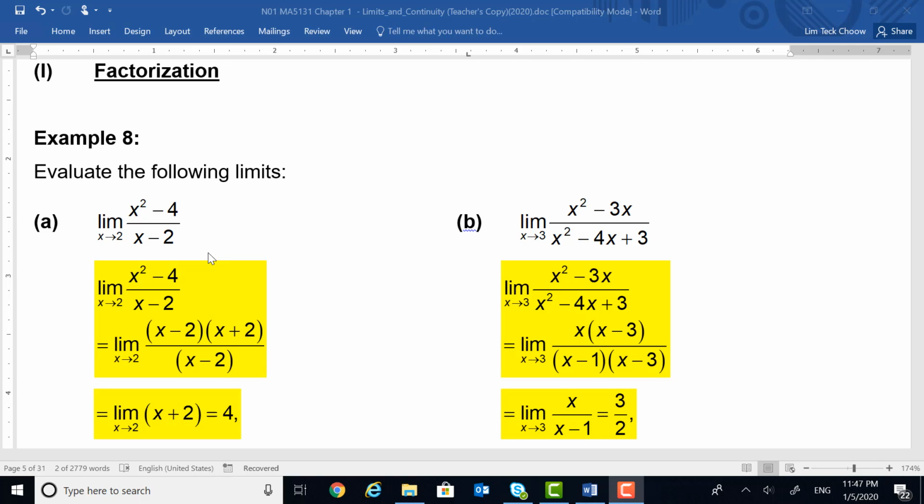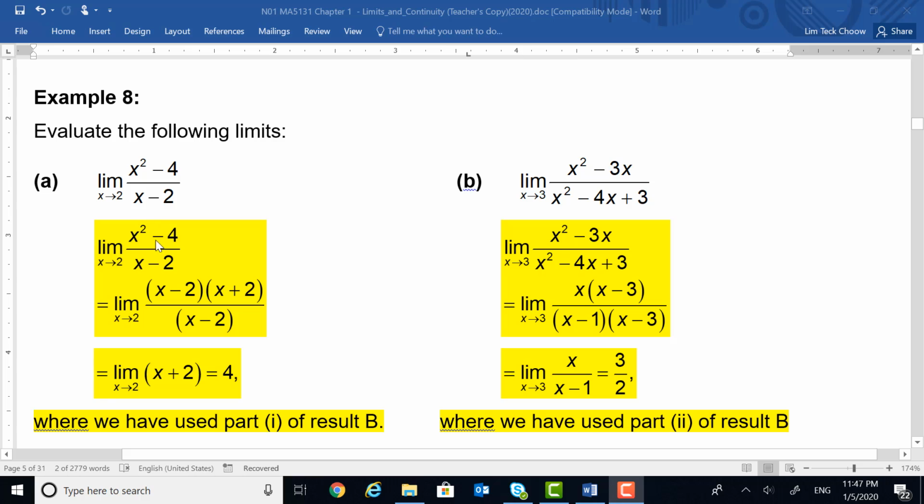So what we can do here is try to factorize the numerator into this. Now, as x tends towards 2, you want to bear in mind that x is never 2. And therefore, this number is never 0, and this number is also never 0. And therefore, we can just cancel off this x minus 2, leaving you with just x plus 2. So that when x goes towards 2, I can then just evaluate this as 4.